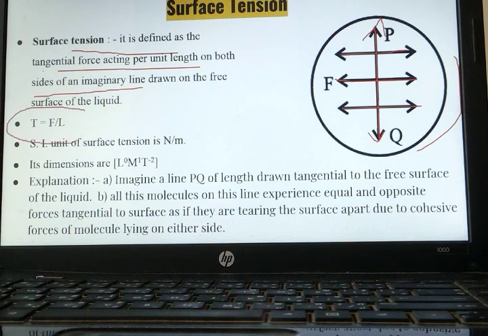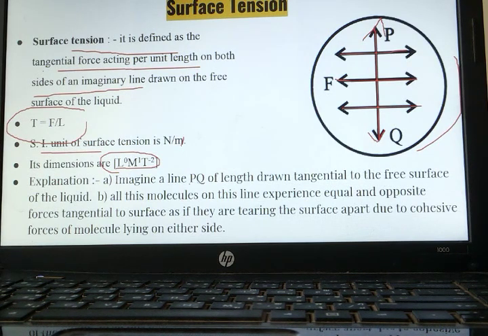So the surface tension formula is F upon L. Surface tension is force upon length. Surface tension SI unit is Newton per meter, as force SI unit is Newton and length SI unit is meter. As meter is in the denominator, its SI unit is Newton per meter. Its dimension is L0 M1 T minus 2.